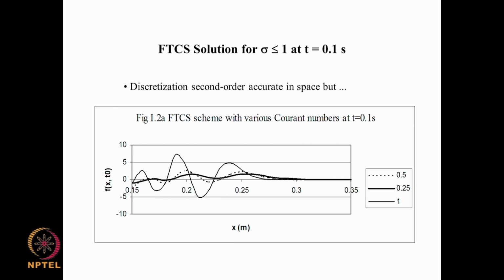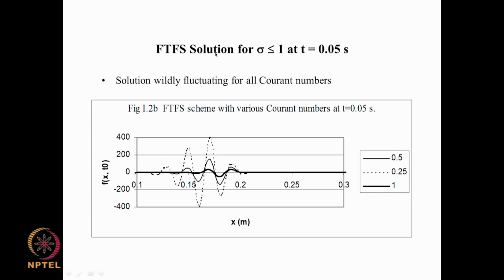Now, if you look at the third solution, the FTFS solution, and this is at an even shorter time of 0.05 seconds. So, it should have moved only by 0.05, it should have been centered between 0.15 and 0.25 here. So, it should have been a square pulse, and what we see here are amplitudes of the order of 400, it should have been 1, and again it does not matter what kind of Courant numbers we have here, in all the cases we are getting absurd solutions, okay. So, what is this telling us?